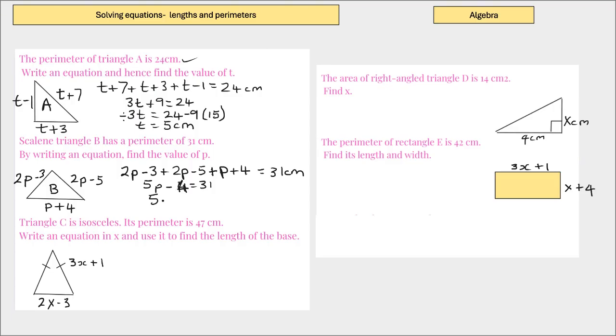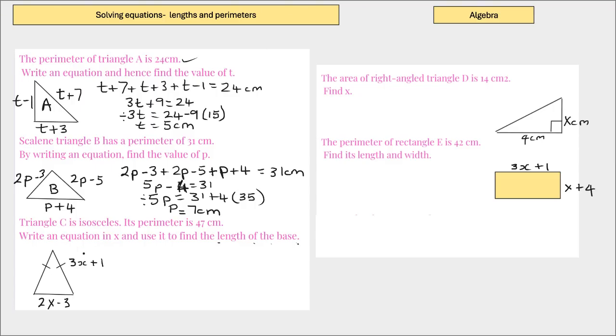And we're going to do 5p equals 31 plus 4. We'll take it over. This gives us 35. Divide by 5 to get p on its own. Equals 7 centimeters. So those two are nice and straightforward. So let's move on to where they ask for an extra something. And in this one, it's asking for the length of the base. So it's asking for another step here.